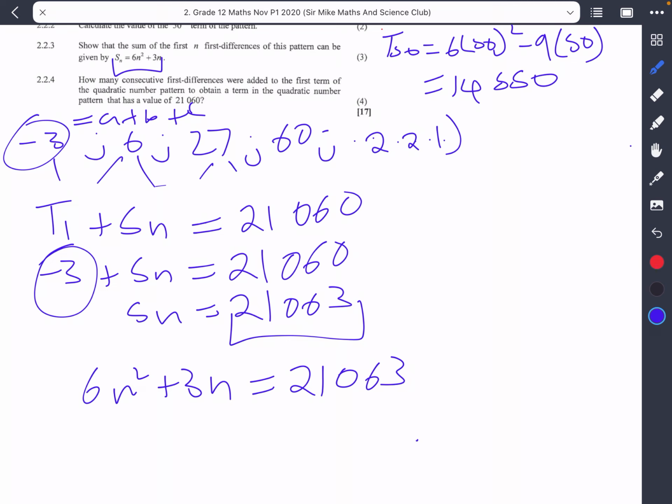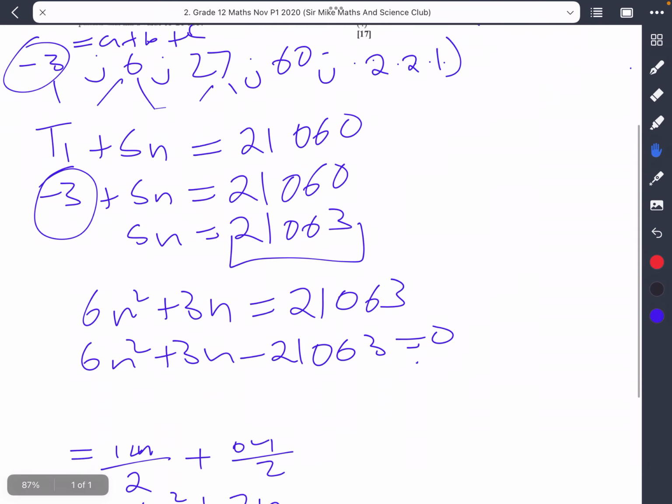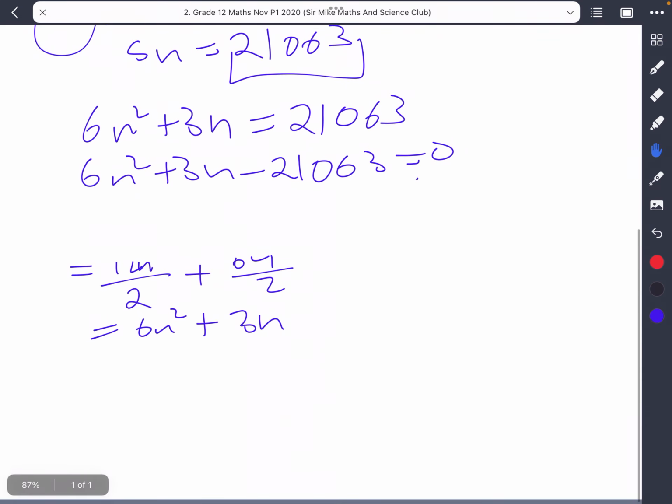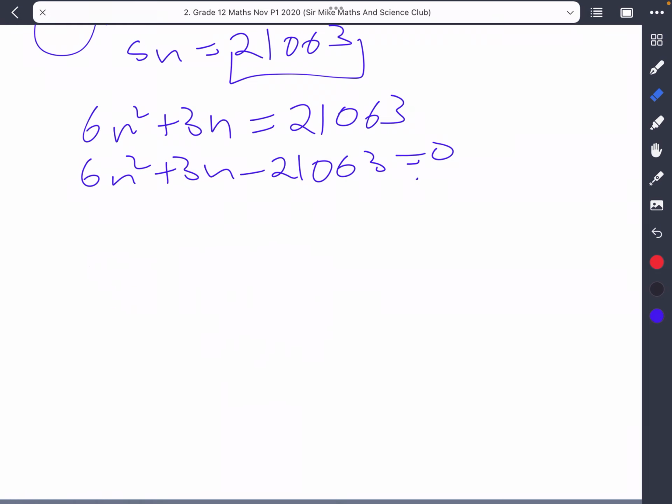So in this case, I'm just going to transpose that value that I have there. So this will be 6n squared plus 3n minus 21,063, which will be equal to 0. Let me just erase what I have there. I'm not going to try to factorize this.